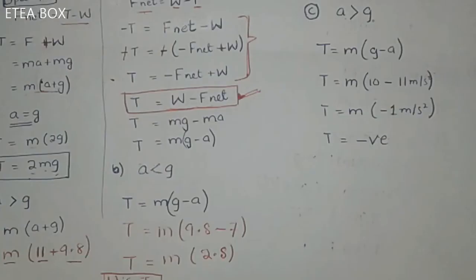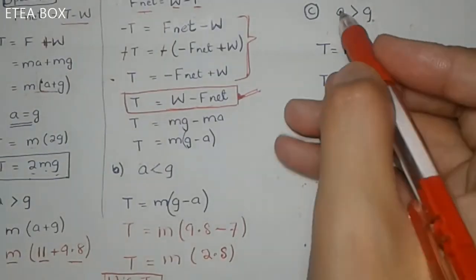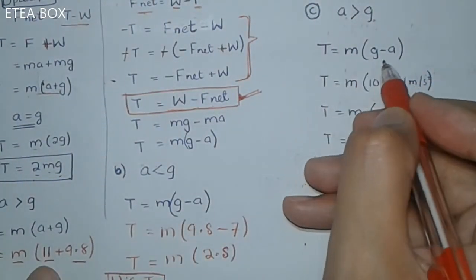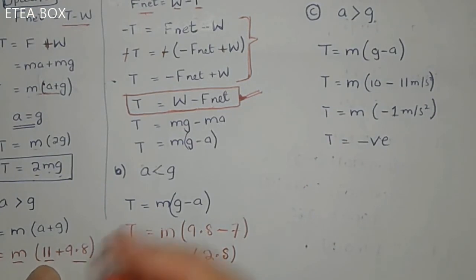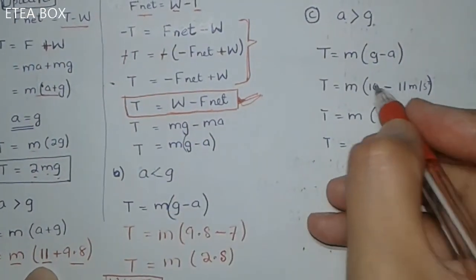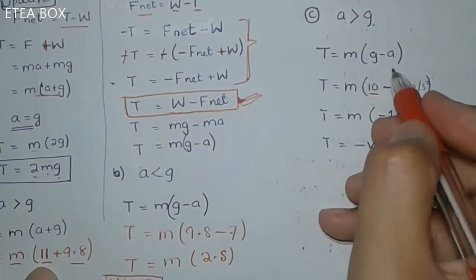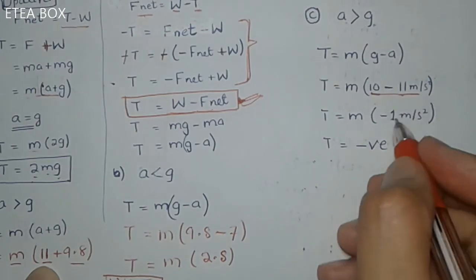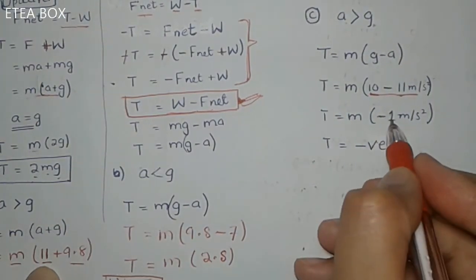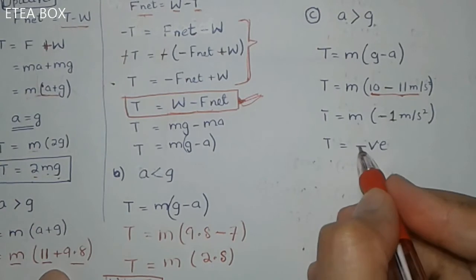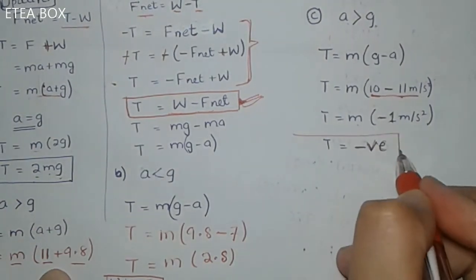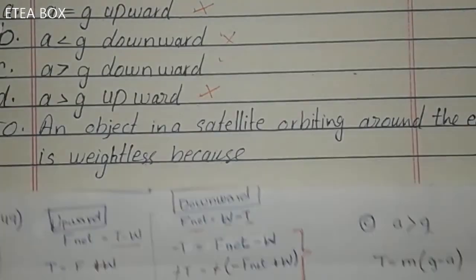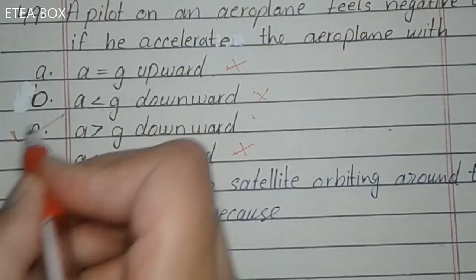Now, the next one, check option C. Option C says that acceleration is greater than g. Now, look here. T is equal to m times g minus a. It's the expression, this one. Now, if I take g is equal to 10 and acceleration is greater than g, so I will take 11 meter per second squared. Then its subtraction will give minus 1 meter per second squared. And when I multiply it with mass, then I will get a negative result. So in this case, the tension will be negative. So it means that option C is correct here.